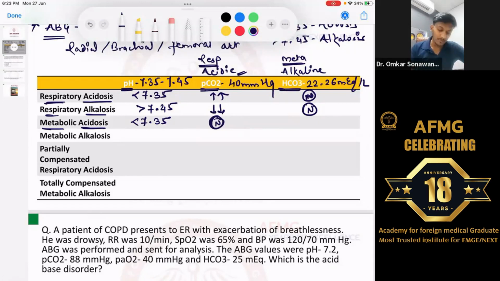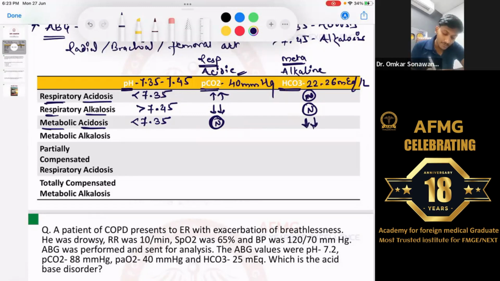So now please remember here what will happen. If it is metabolic acidosis and bicarbonates are alkaline in nature, please remember the bicarbonate value should decrease. If bicarbonate values decrease, then and only then the patient will suffer from metabolic acidosis, right?